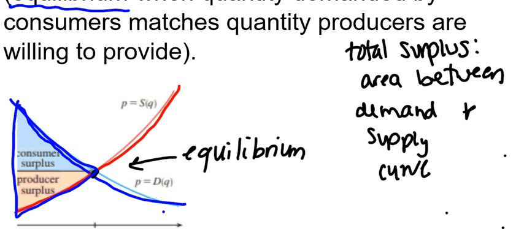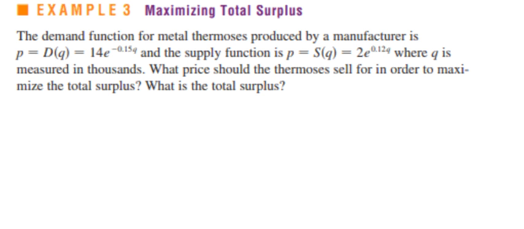Okay, so we're going to do a couple of things with this. We're going to find this equilibrium point. We're going to find the price maybe that matches that quantity, the equilibrium quantity, and then we're going to find this total surplus. So let's take a look. We have a demand function for metal thermoses. This is the demand one. And the supply function is this guy. Q is measured in thousands, so the first thing says what price should the thermoses sell for in order to maximize the total surplus, and what is the total surplus.